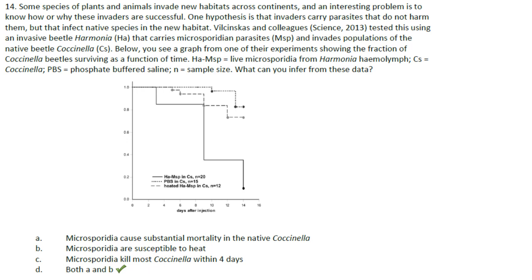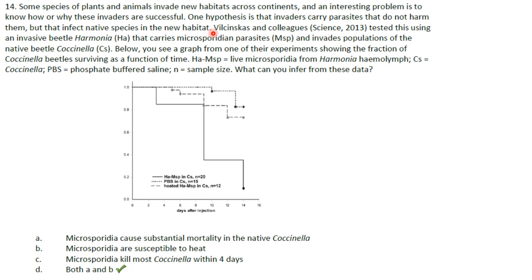Coming to next question. Some species of plants and animals invade new habitat across continents. And an interesting problem is to know how or why these invaders are successful. One hypothesis is that invaders carry parasites that do not harm them but infect native species in the new habitat. So they have told about some hypothesis, that these invaders carry parasites which do not harm them but infect the native species in the new habitat.